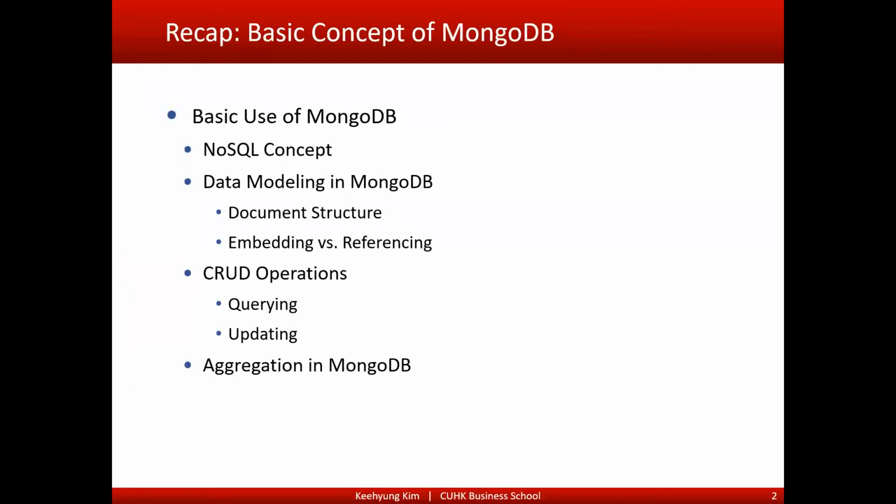So this is what we covered so far in MongoDB. We covered mostly the basic use of MongoDB. We talked about the NoSQL concept, and we also talked about data modeling in MongoDB. We briefly talked about how to design documents. Document structure in MongoDB follows JSON. Basically, it's a kind of binary representation of a JSON document.